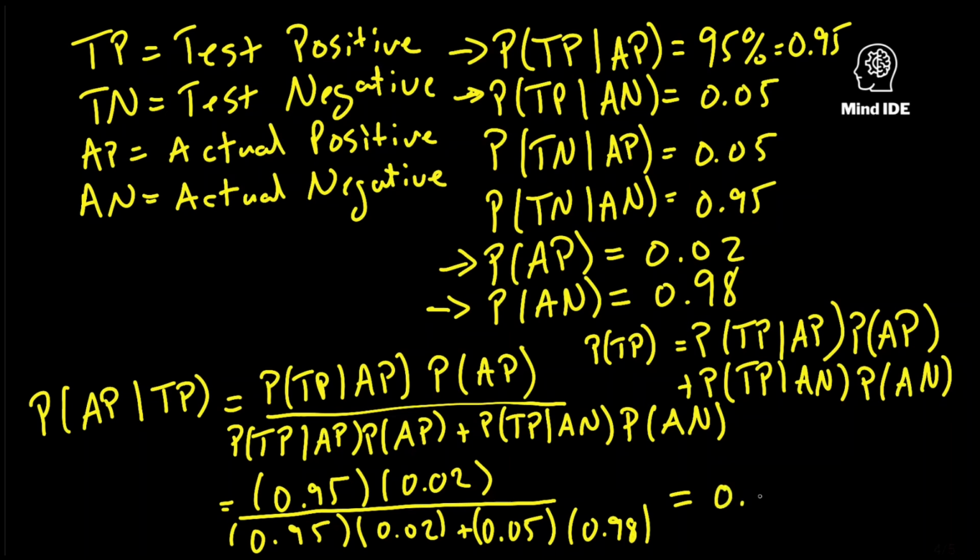And when you calculate all this out, you end up with 0.279 or 27.9%. So that's the answer. So basically, if your test is 95% accurate and you test positive and 2% of the population is positive, the probability that you're actually positive is 27.9%, which might seem odd, but that is the way that the probabilities work out.